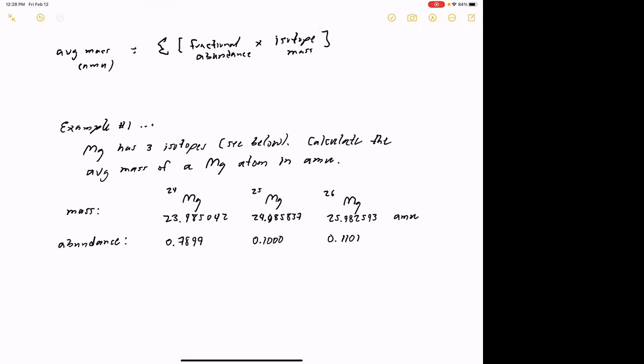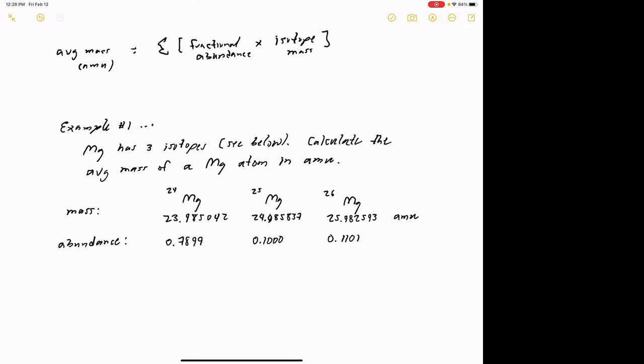And then notice that I have a relative abundance of each one of those. And I write that as a fractional abundance. So the 0.7899 there for magnesium-24 is the same as saying that that one is 78.99% abundance. I'm just basically undoing the percent and showing that as a fractional abundance, because that's what we use in the average mass calculation. We don't use percents, we use fractional abundances there. But you can see that's the same as saying 78.99% abundant.